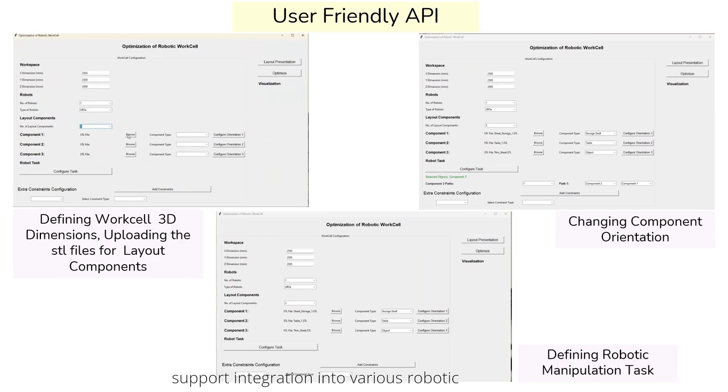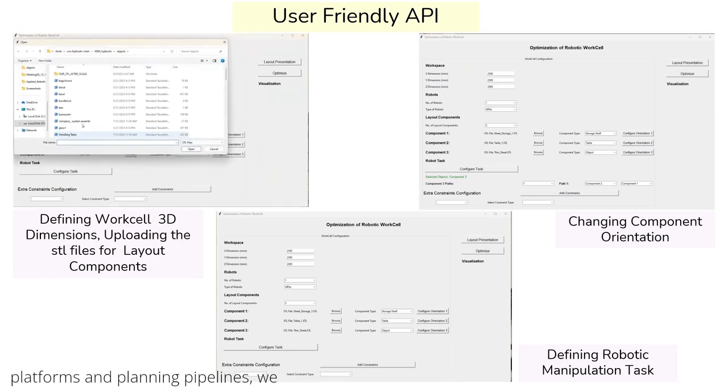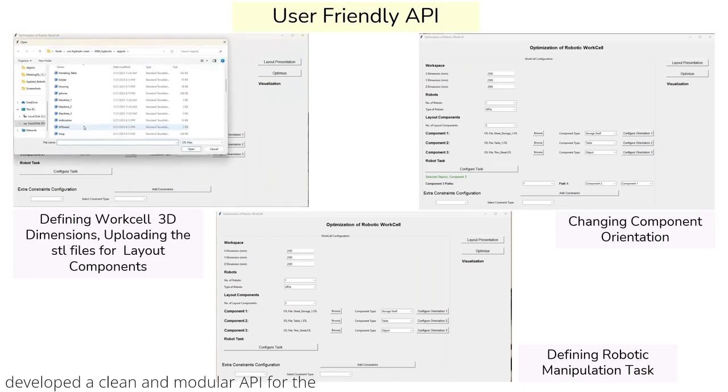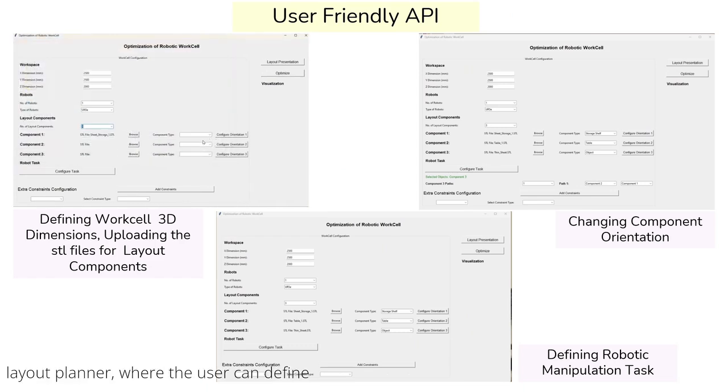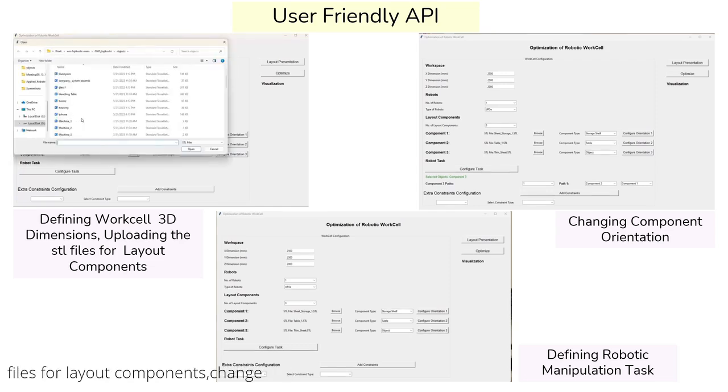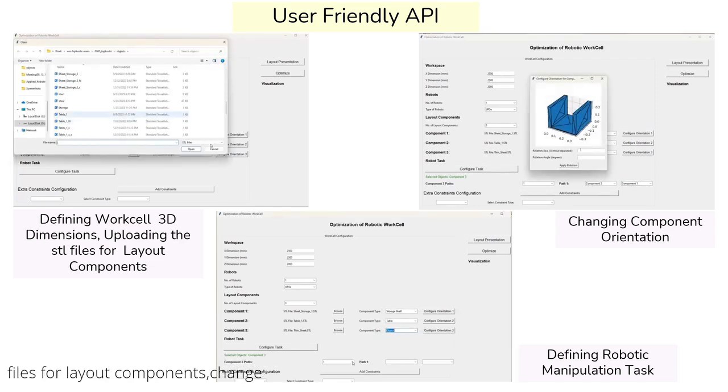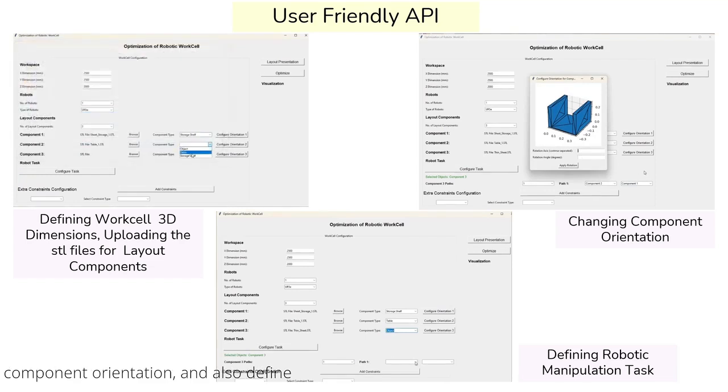To support integration into various robotic platforms and planning pipelines, we developed a clean and modular API for the layout planner, where the user can define work cell 3D dimensions, upload the STL files for layout components, change component orientation, and also define robotic manipulation task.